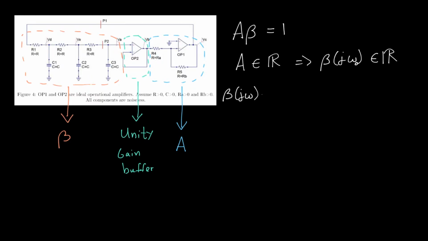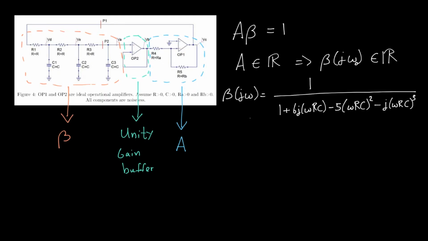The transfer function of our frequency-dependent network will be given during the exam and is the following. As you can see, the denominator of this transfer contains some imaginary components, but we know that at the oscillation frequency, beta should not have an imaginary component. So we know that this term should cancel that term at the frequency of oscillation. And that will give us the following constraint.